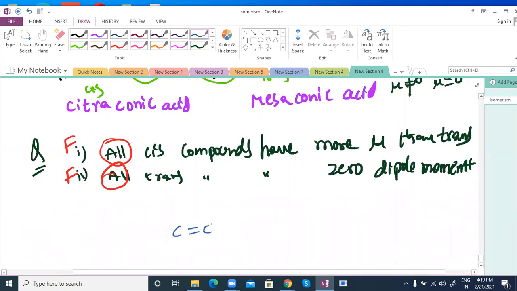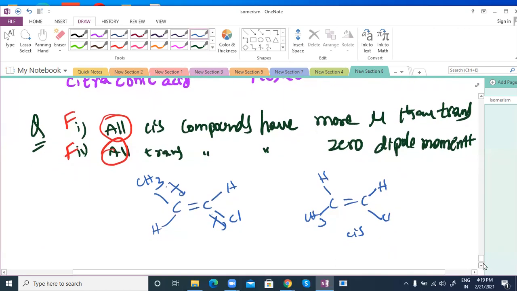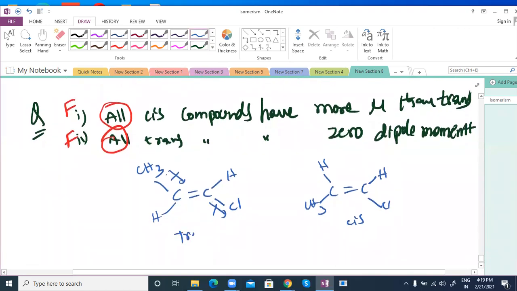C double bond C, with H, H. Is this trans or cis? Trans. But this is an electron withdrawing group, so the direction is the vector character, but trans only. Okay, yeah, sir. I had the same doubt. This is CH3 and Cl. Okay, sir. So which one has more dipole moment in this case? Trans. Trans has more dipole moment. The mu value is greater for trans.